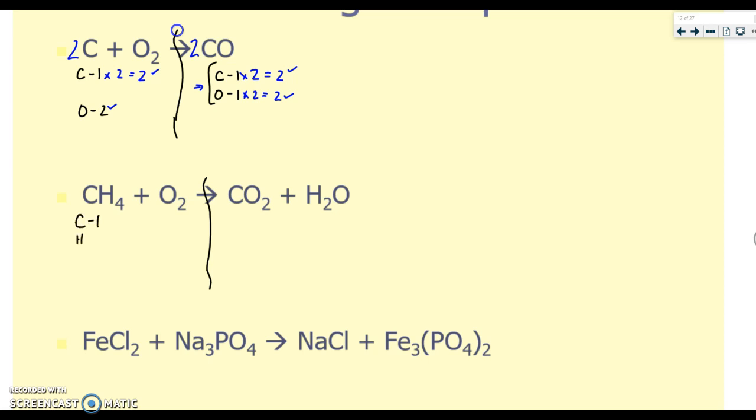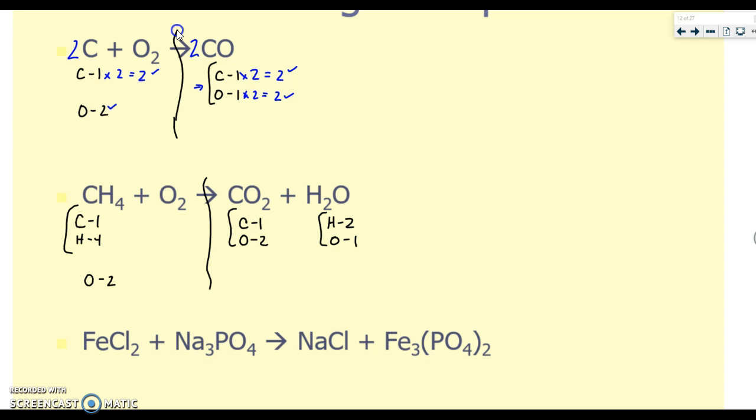So we have 1 carbon and 4 H's. I have 2 oxygens. I have 1 carbon, 2 oxygens. And then over here I have 2 H's and 1 O. I like to keep my oxygens separated into the compounds that they're connected to. However, again, different methods for balancing may do this differently. Our overall goal is to get the same number of each element, same total number on each side.